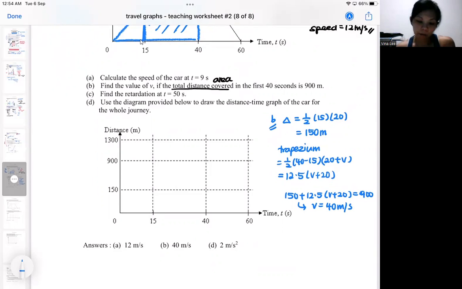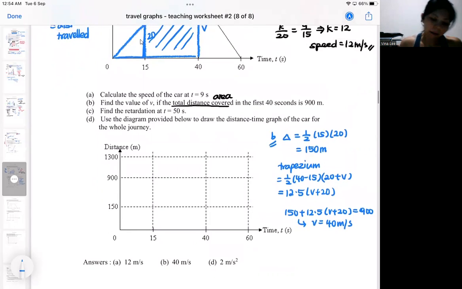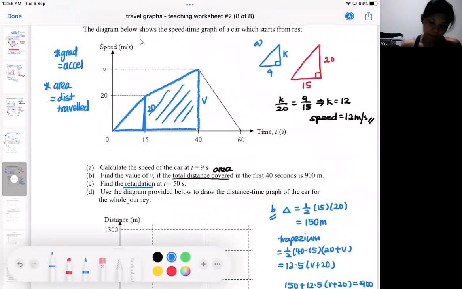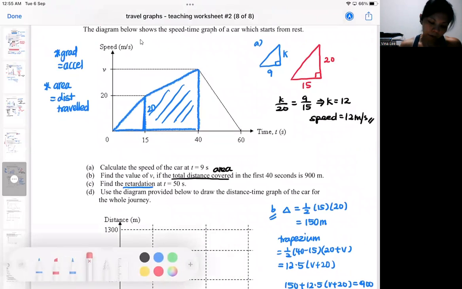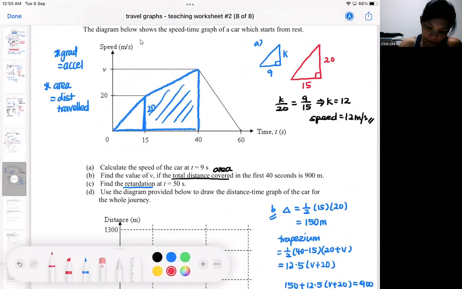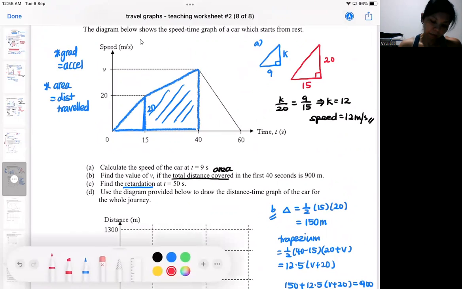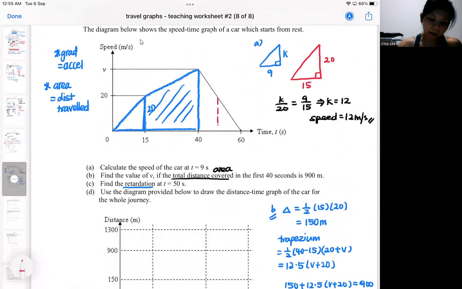Okay, then the next one, I'm going to find the retardation. Retardation is another word for deceleration. So which means, you will like the gradient. So I will like the gradient at t equal to 50. So how are you going to find the gradient at t equal to 50? You can find the whole gradient because it's a straight line.